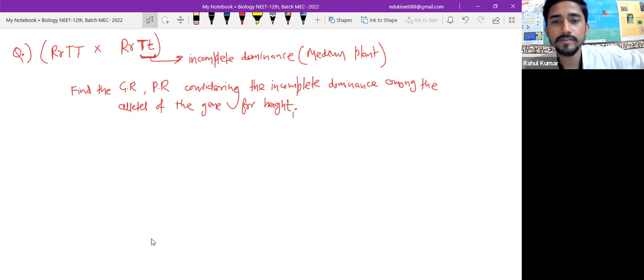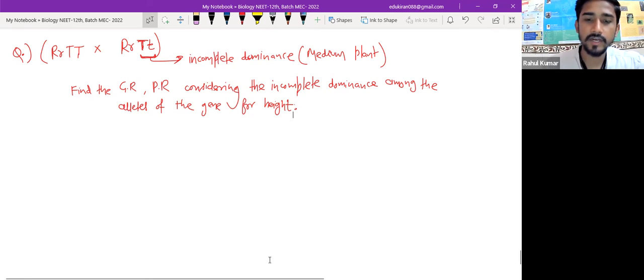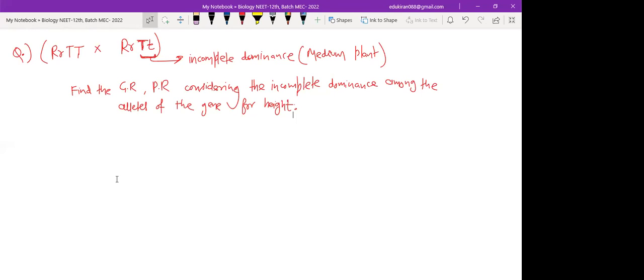Please do it and tell me the answer. You have to give me the answer in the chat. Write the genotypic ratio and phenotypic ratio. You can use a comma if you cannot put a semicolon.